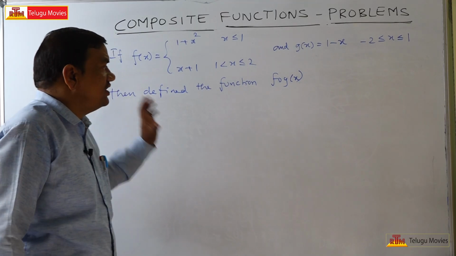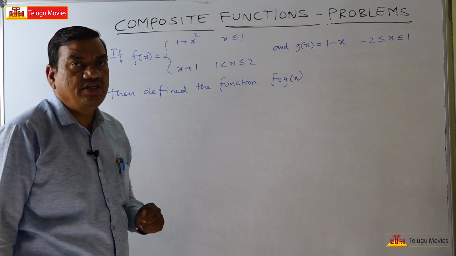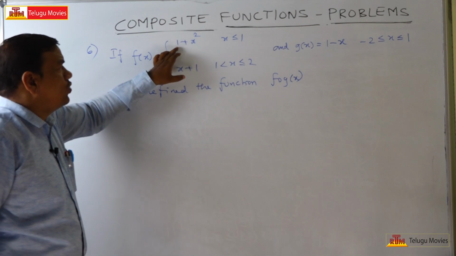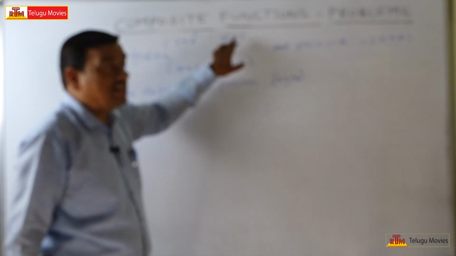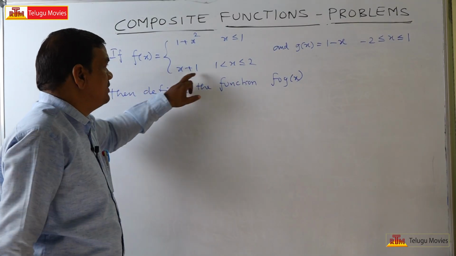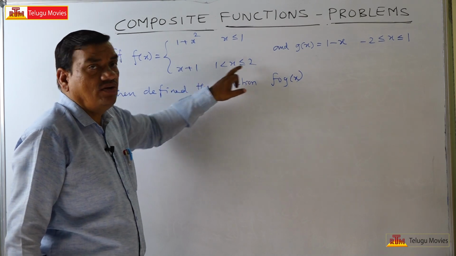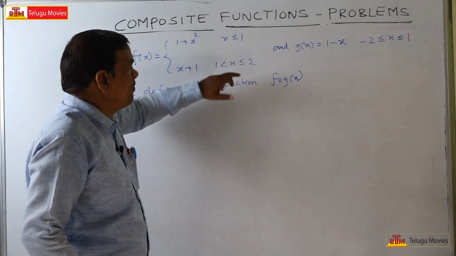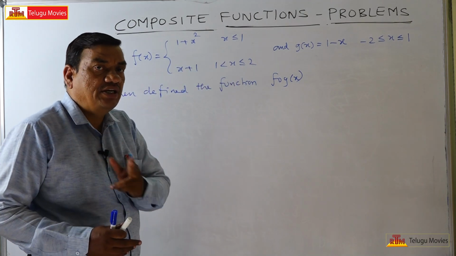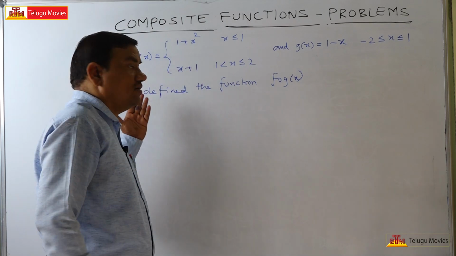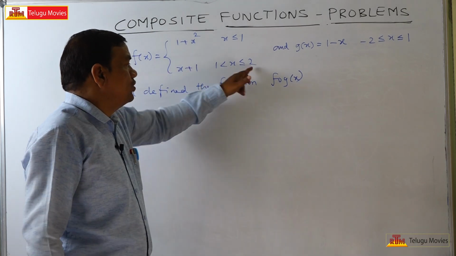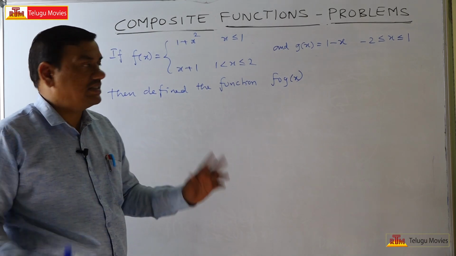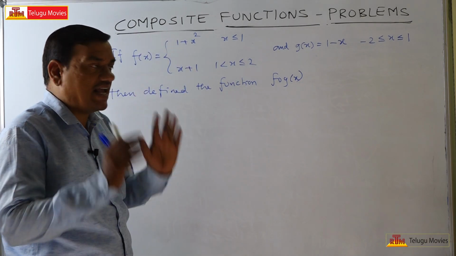Welcome to this type of problem, a very, very easy and important type of problem. If f of x is equal to 1 plus x square when x is less than or equal to 1, and x plus 1 when x lies between 1 and 2, this is a piecewise function. That means the domain is cut into different parts. For x less than 1 there is one part, and from 1 to 2 it is another part. That's why it is called a piecewise function. Piece means cut.